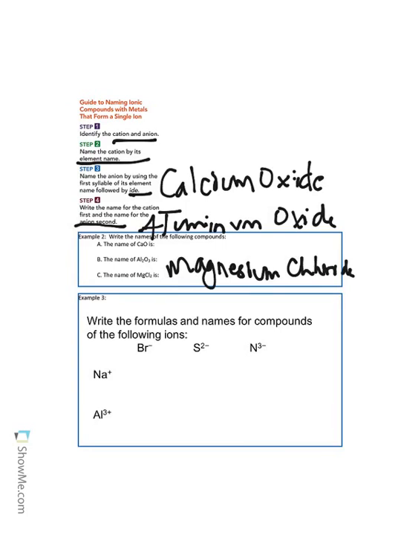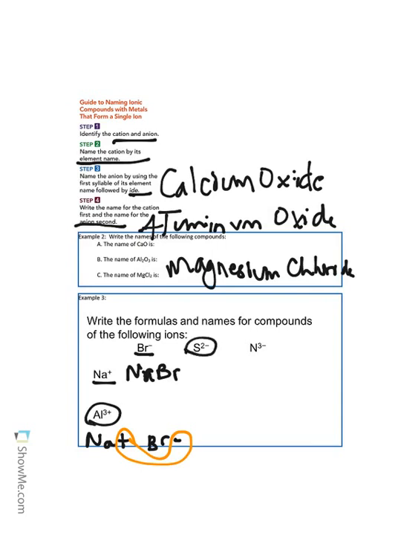Let's look at example 3. Write the formulas and names for the compounds of the following ions. If we pair a sodium and a bromine, sodium has a +1, bromine has a -1. So our positive and negative cancel out. This ratio is a 1:1. So we have NaBr. The name, right? Sodium and bromine, we keep the sodium the same. The nonmetal, take the first syllable and change the ending to "ide." Sodium bromide.